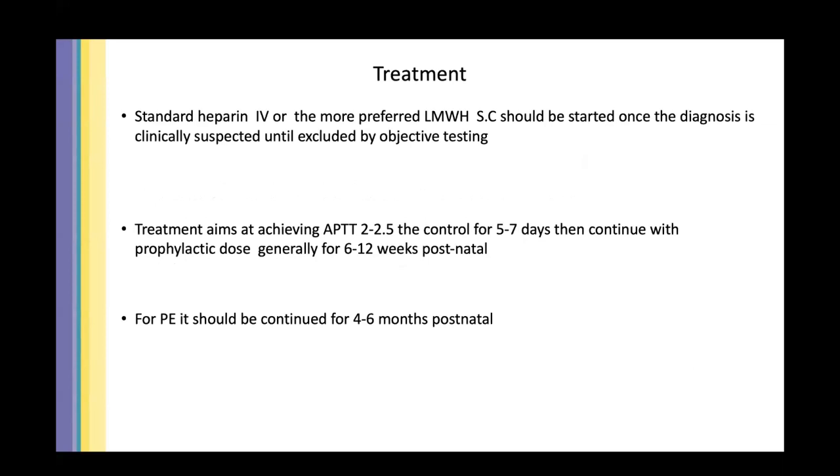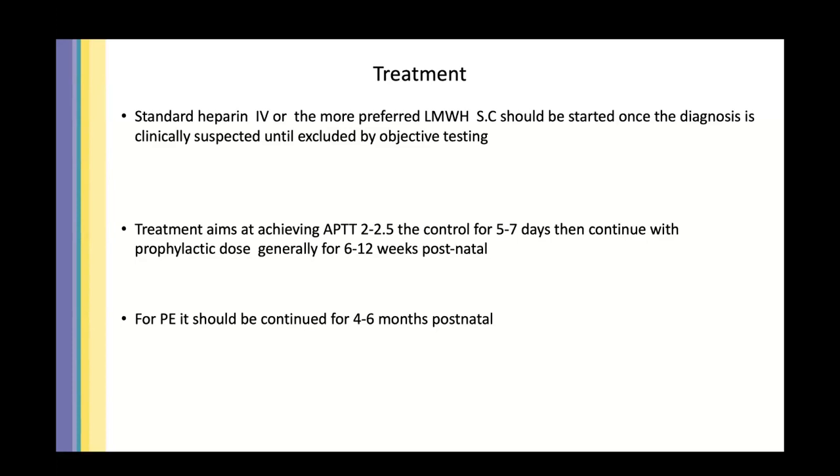For the treatment, we look at the standard treatment, though we know that most preferred is the low molecular weight subcutaneous heparin. And it's given immediately the diagnosis is suspected, not really confirmed. So when you have a patient with suspected DVT or suspected PE, you start the treatment until you are able to exclude by those other measures, including the compression ultrasound or CTPA or VQ or D-dimer tests, or what we talked about, the scoring system.